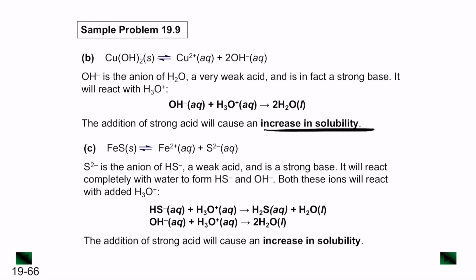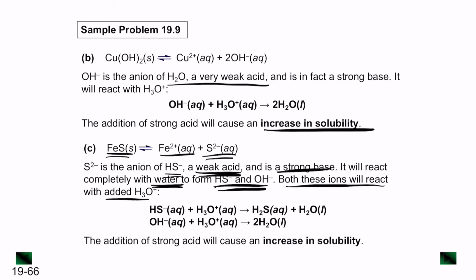So there is an increase in the solubility, because remember here that H2O is a very weak acid. Next you have ferric sulfide, which becomes Fe2+ plus S2-. Now S2- is the anion of a weak acid, HS-, a weak acid again, and is a strong base. So it will react with water to form HS- and OH-. Because both these ions are added to H3O+, this results in an increase in the solubility. Remember that the pH is only changed when the anion of the salt is from a weak acid.